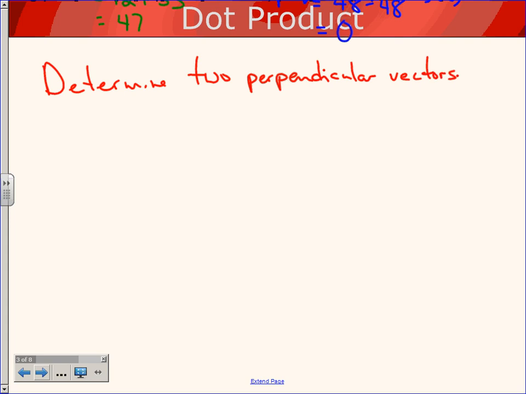Give that a try for a minute. Can you come up with any two perpendicular vectors? Pause the video if you need to. Just write down any two perpendicular vectors. And if you can come up with an example, can you come up with another example? We'll do it in Cartesian form, right? So we'll come up with a vector A and a vector B. See if you can come up with a couple that'll work.